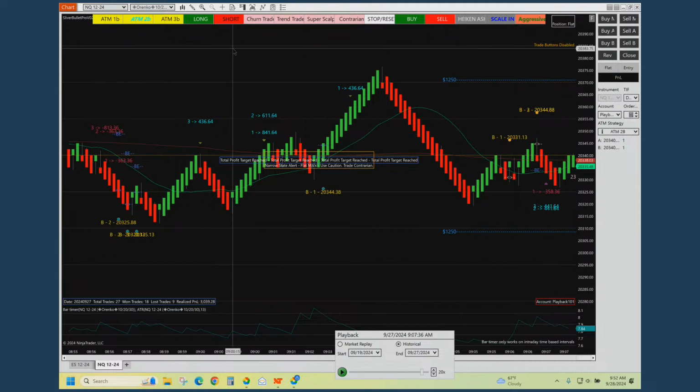And now the trading button is disabled, and here it says total profit reached. So the software is not going to take any more trades, even if we let it run on its own. It won't take any because the profit target has been reached, and we achieved our target. And how long did it take? It took us 37 minutes, 36 seconds. In 37 and a half minutes, we made $3,000 using Silver Bullet Pro software.